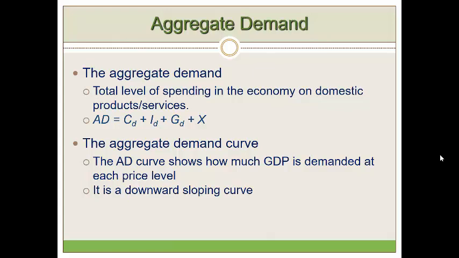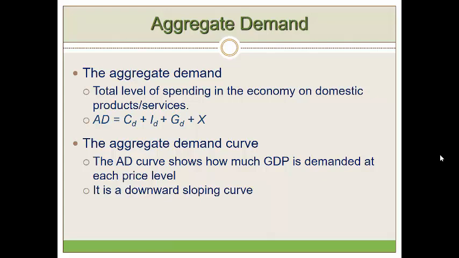So let's define aggregate demand. It's the total level of spending, or amount of spending, in the economy on domestically produced goods and services. Now, its components are C, I, G, X. These are the variables or concepts we introduced last week.